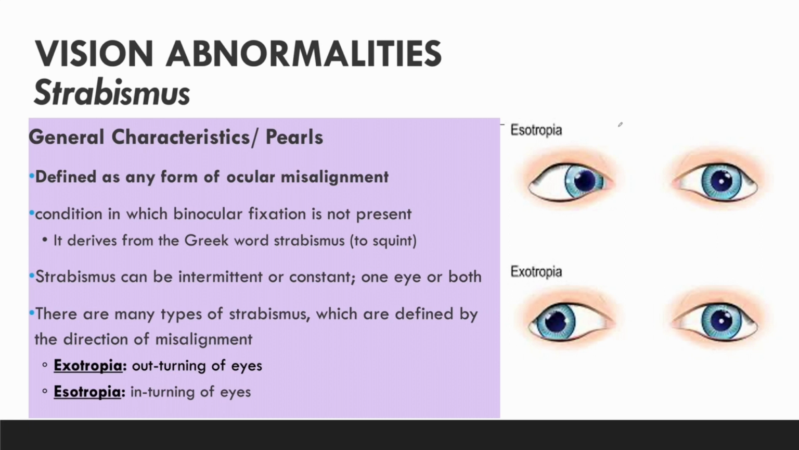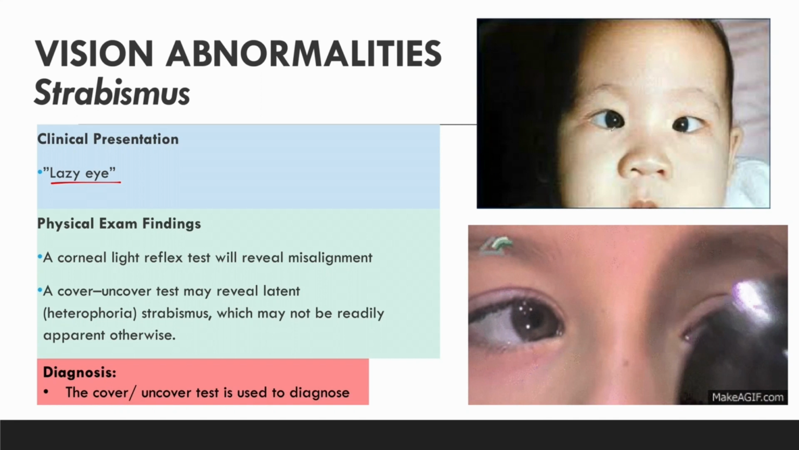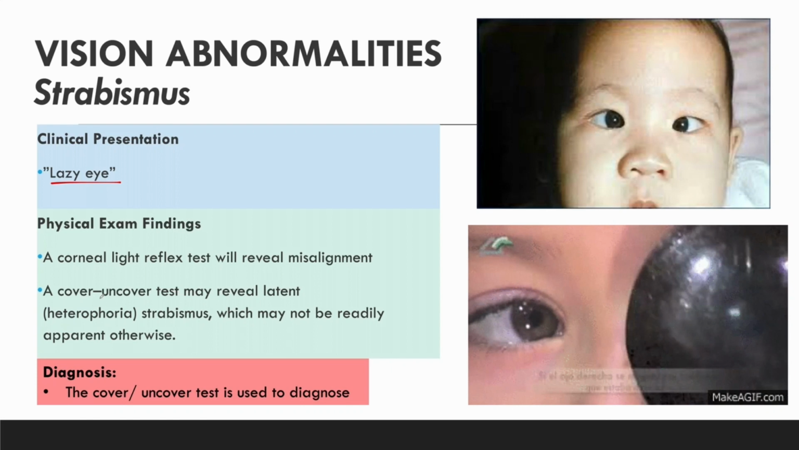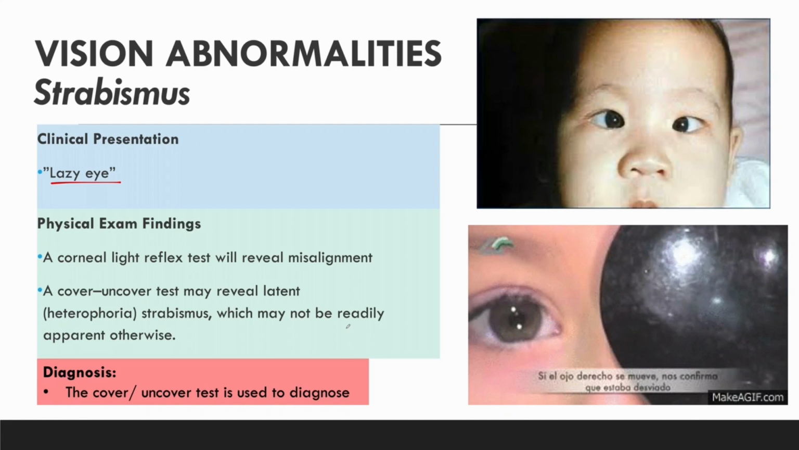Then it can be a problem because the brain's not receiving adequate input. There are different kinds. There's exotropia, esotropia, and there are others as well. There's just a couple to mention. It can lead to a lazy eye. What we do is a corneal light reflex to look for the reflection. You can tell without using the light that the reflex is on different parts of the eye. They also do a cover-uncover test to see if the eye corrects itself once you uncover it. Remember, you cover the good eye, the bad eye corrects itself, so you're forced to look through it.